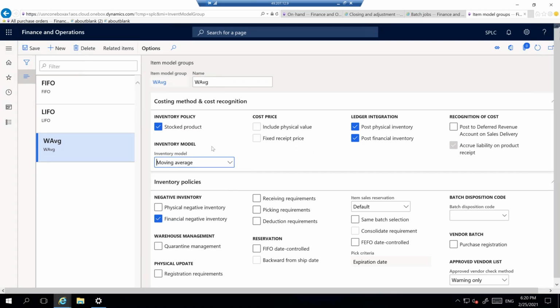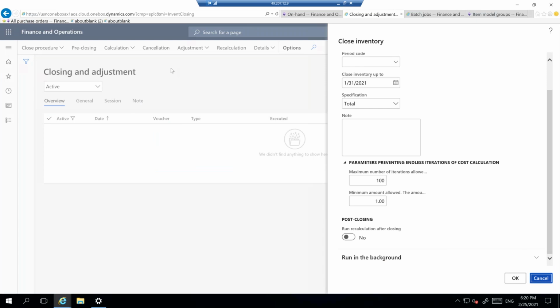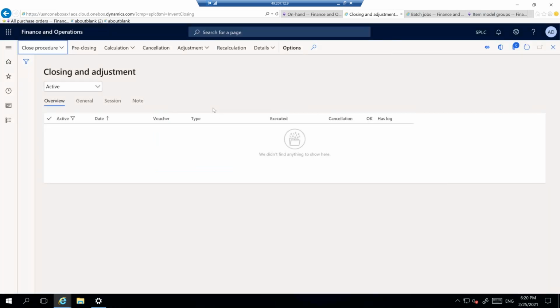I will introduce the item model group today. Okay, so it is mandatory. You need to run this inventory closing batch job offline, outside business hours.